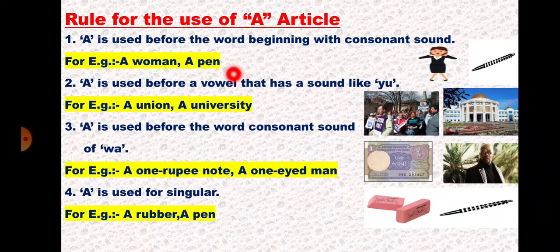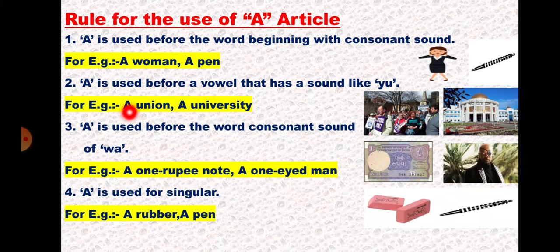Now students, we are going to learn the rules for the use of article a. A is used before a word beginning with a consonant sound. So here for example, woman. The word woman starts with the alphabet W, so it is a consonant. So before that we are using article a. A pen. Again the word is starting with a consonant, that is P. So before that we are using article a. A woman, a pen.